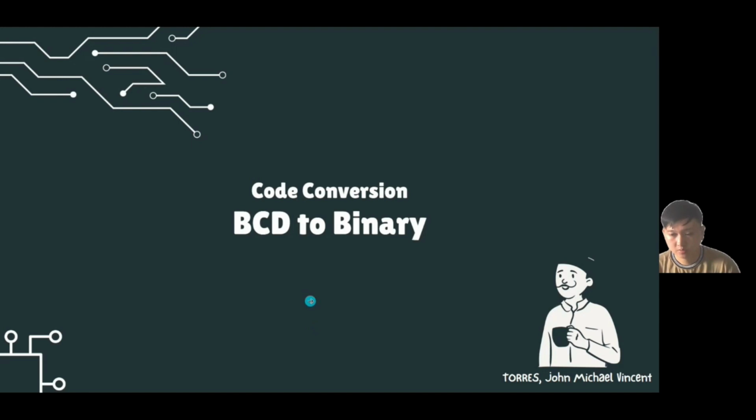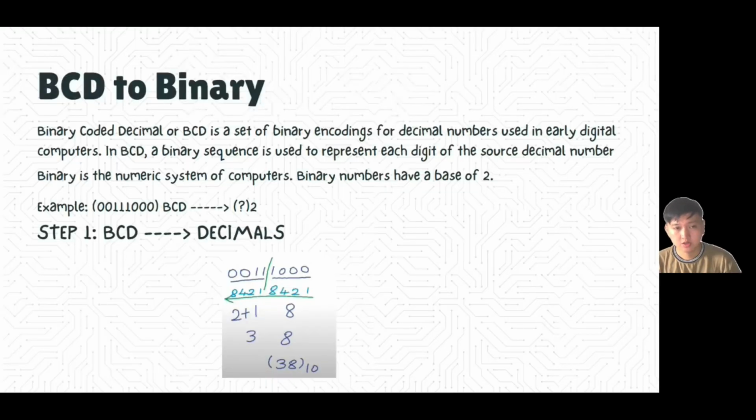Hello guys, I'm John from Vincent and I will do code conversion to binary. First, BCD to binary. Binary coded decimal or BCD is a set of binary encodings for decimal numbers used in early digital computers. In BCD, a binary sequence is used to represent each digit of the source decimal number. And binary is the numeric system of computers. Binary numbers have a base of 2, and computers only understand 0 and 1.